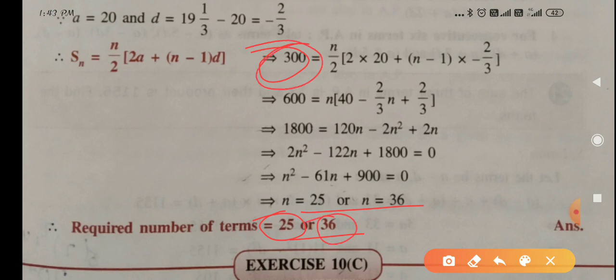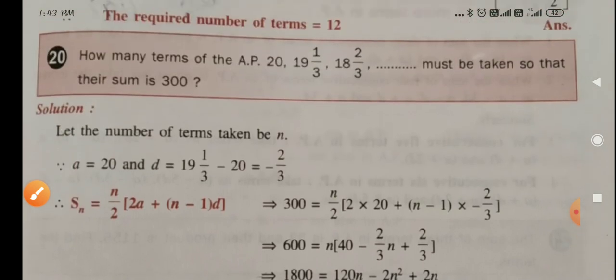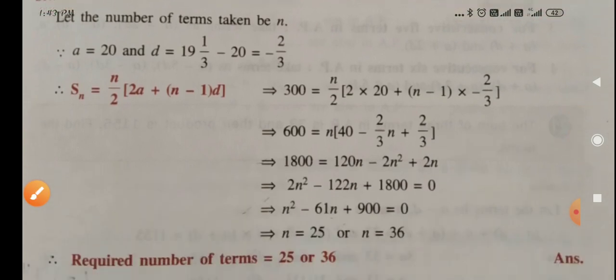Why is it so? You can see the AP: the terms are decreasing. 20, 19 whole 1 upon 3, 18 whole 2 upon 3. It means that after writing some terms, after getting 0, some negative terms will come. So the negative and positive terms will cancel, and the sum will be 300 if you take 36 terms. And if you take 25 terms then also the sum will be 300.